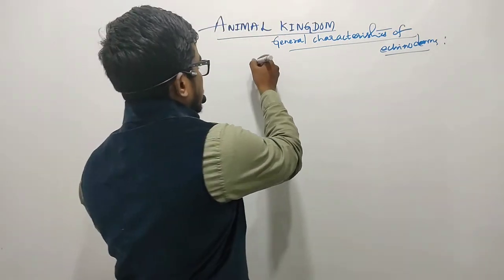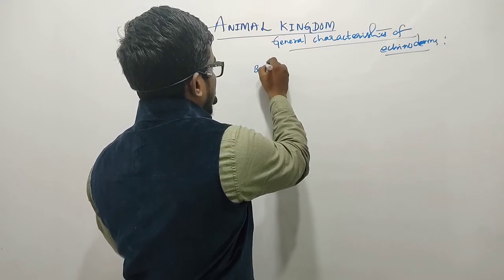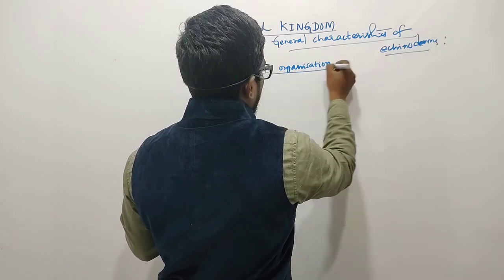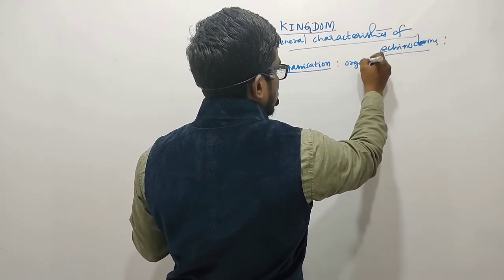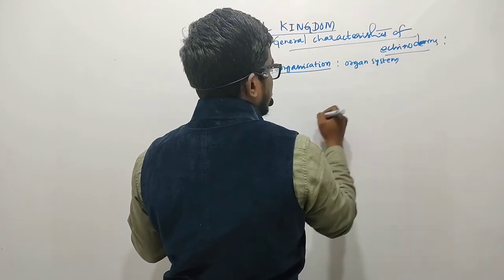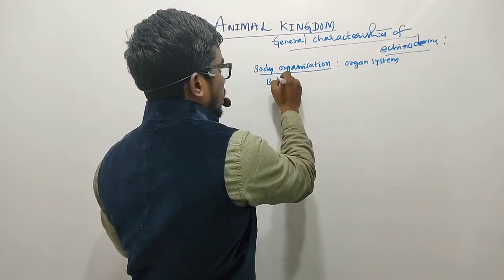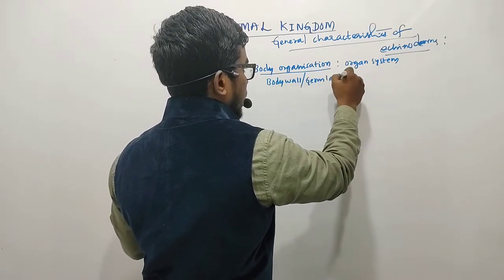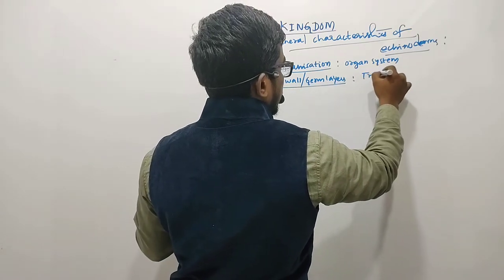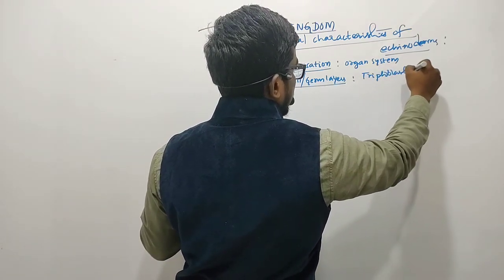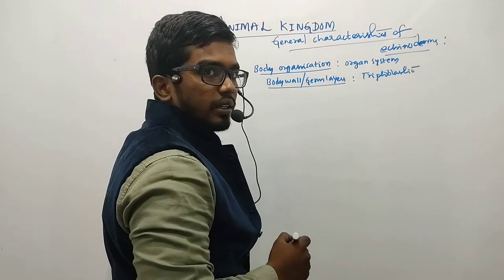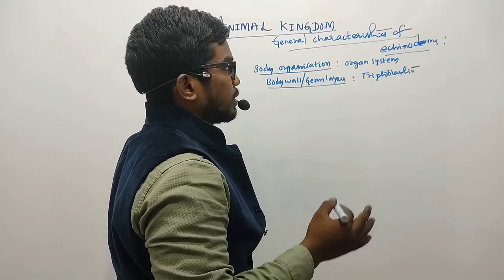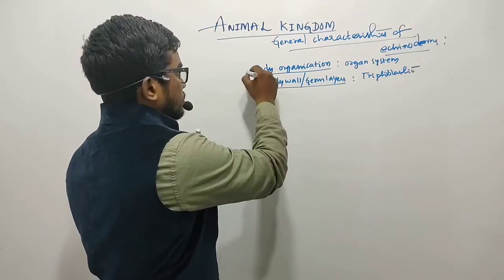Dear students, the next characteristic we have is their body organization. Here, they have an organ system grade of organization. When you speak of body wall or germ layers, they have all three layers, that is, they are triploblastic in nature. The outer ectoderm, middle mesoderm and inner endoderm are present in the organisms belonging to the phylum Echinodermata.